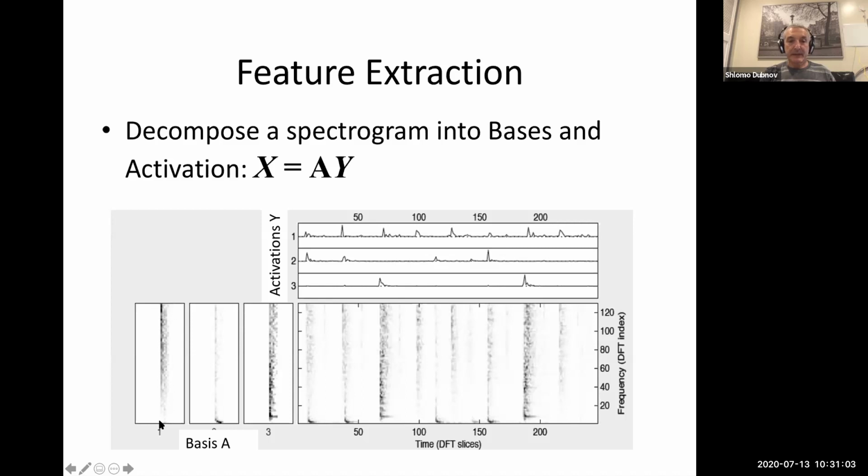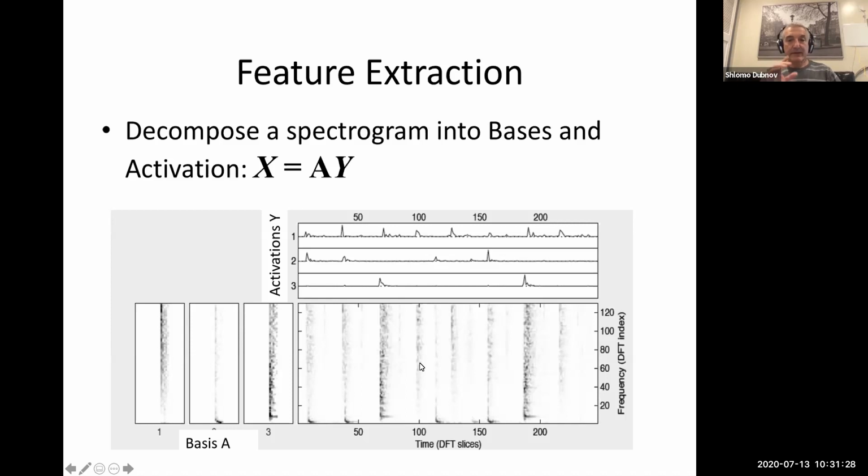Okay, so if this is a template, this is a template, this is a template, these are kind of like the typical sounds that comprise all the other sounds, and we assume that each sound here is some kind of a linear combination of these possible sounds. These would be the weights, or activations. And the idea is that if we take this times this, we get this.